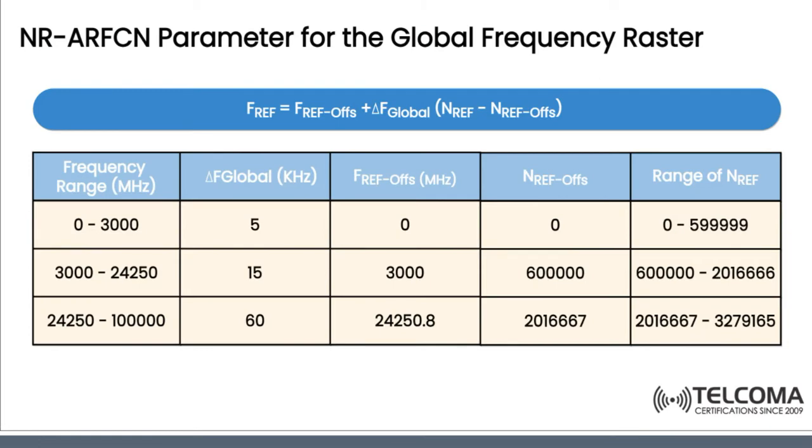Now we can see here the formula for the ranges 0 to 3000, 3000 to 24250 and 24250 to 100 GHz. So we can see here, for the global raster, the reference frequencies and their ranges.